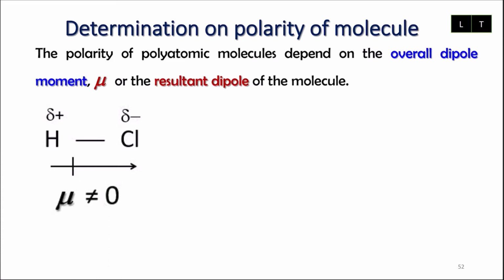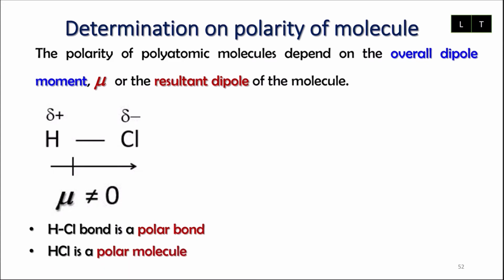Then, apa point yang kita kena letak dekat sini? We talk about this bond first. So, this bond, HCl bond, is a polar bond. However, because of dipole moment is not equals to 0, kita boleh conclude that HCl is polar molecule. Now we go for the second example.